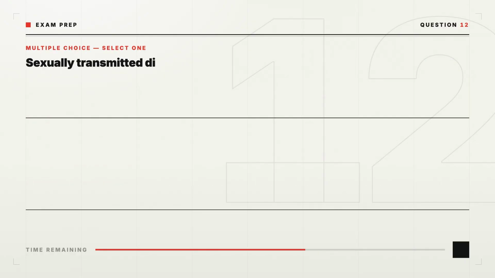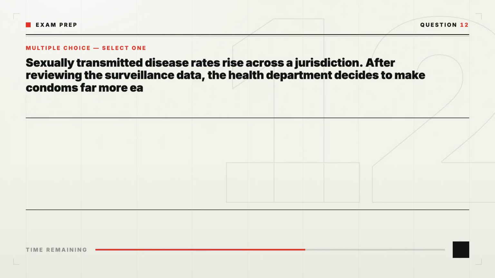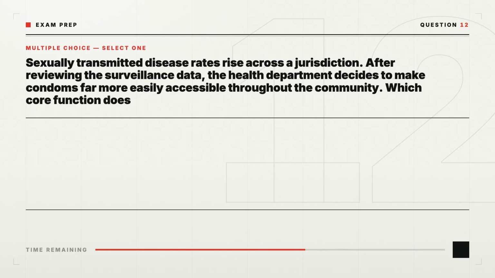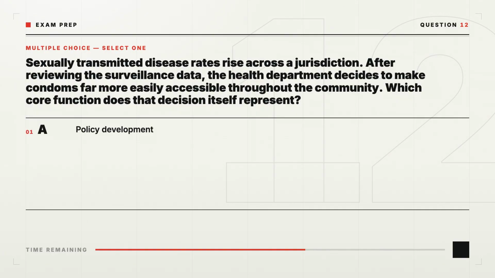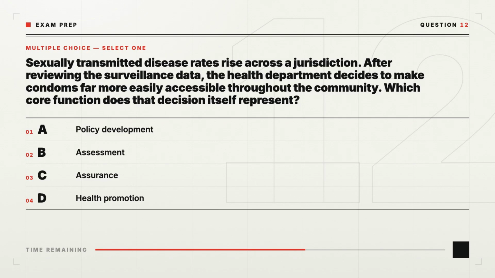Question 12. Sexually transmitted disease rates rise across a jurisdiction. After reviewing the surveillance data, the health department decides to make condoms far more easily accessible throughout the community. Which core function does that decision itself represent? Your options are A. Policy development, B. Assessment, C. Assurance, D. Health promotion. What's your answer? Commit to one before I continue.